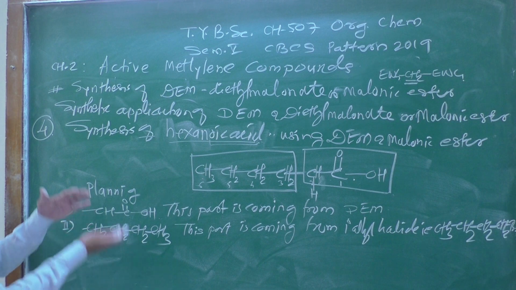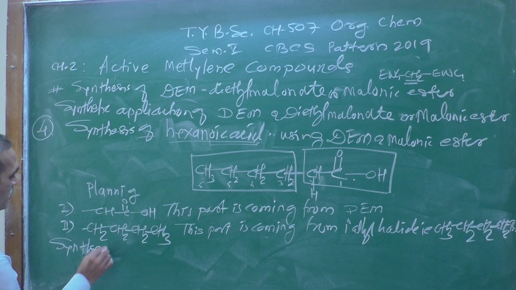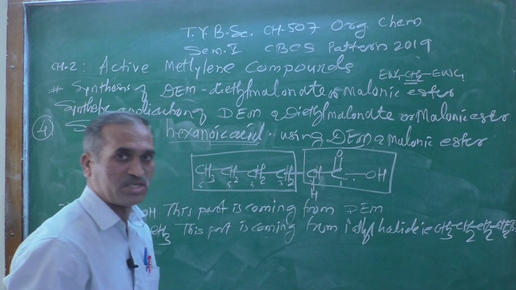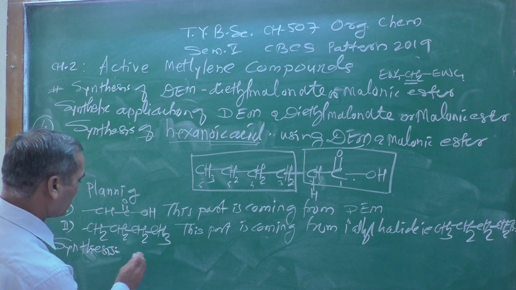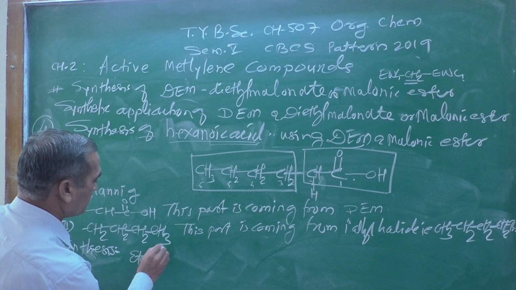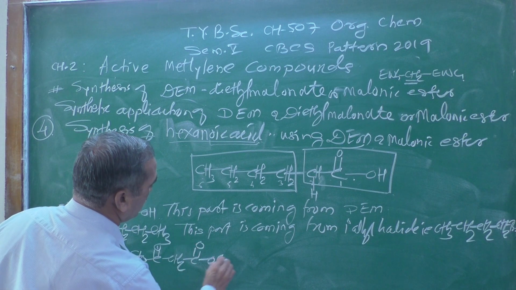Now after the planning you require synthesis. So do the proper synthesis in a systematic way. Synthesis. In the synthesis they have provided us the starting material, which is DEM, diethyl malonate, and you know the structure of diethyl malonate is this one, EtO, then CH2, C double bond O, OEt.